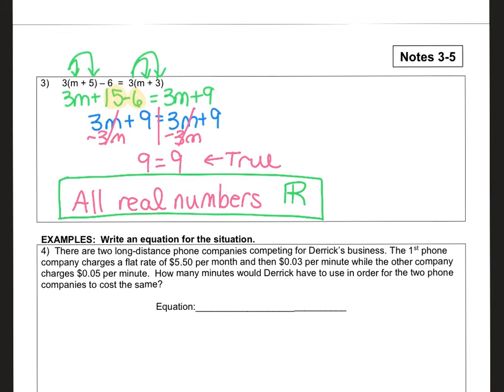So you could show me either of those things as your answer in this case where the variables cancel out and you get a true statement. Again, it's not going to happen all the time. You may get 1 or 2 of these throughout your problems, but every answer is not going to be an all real number.